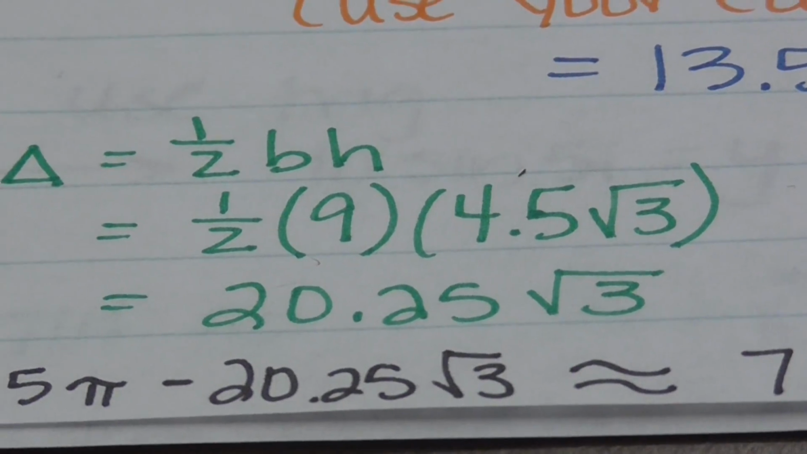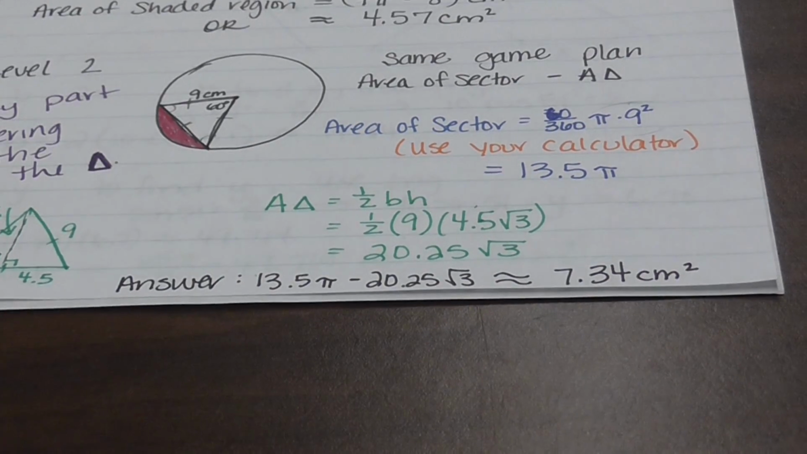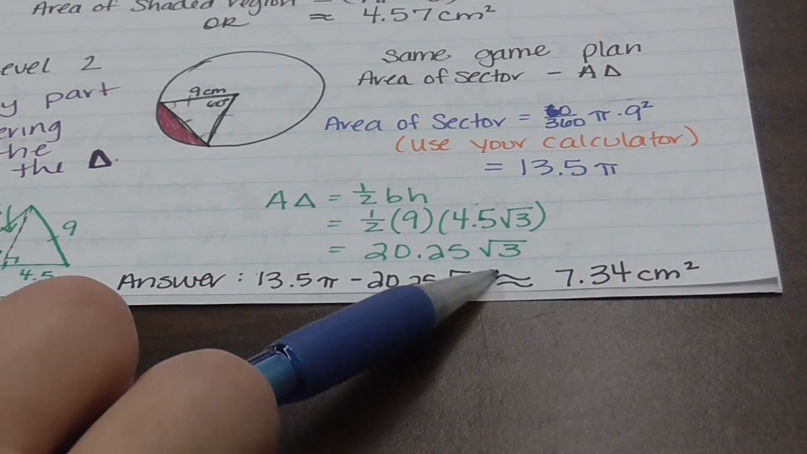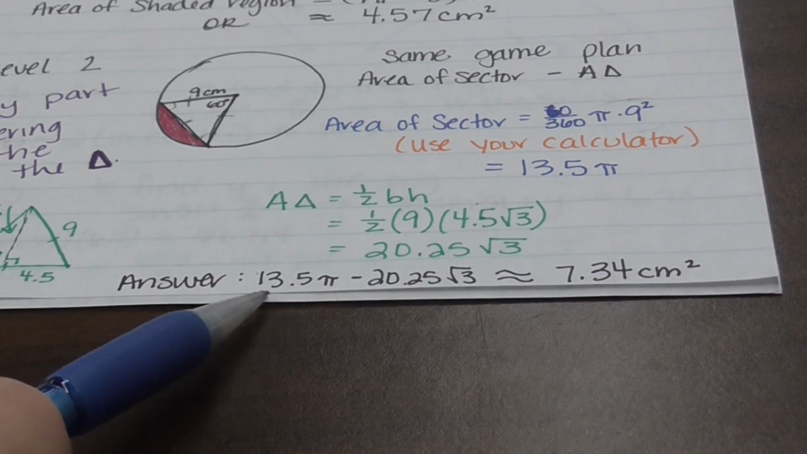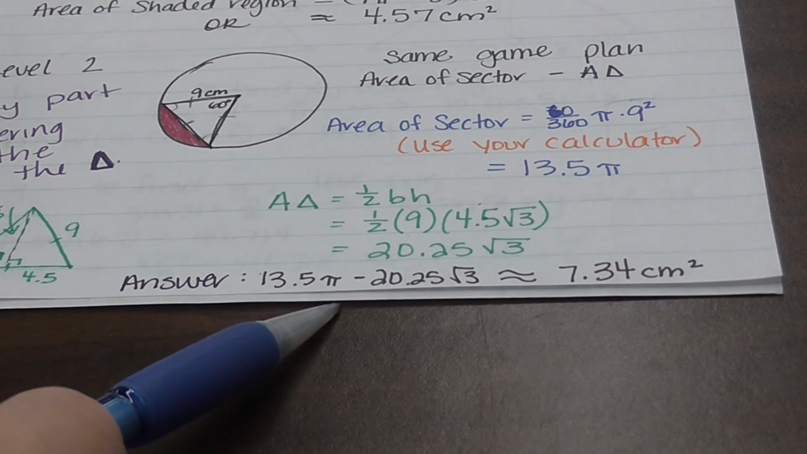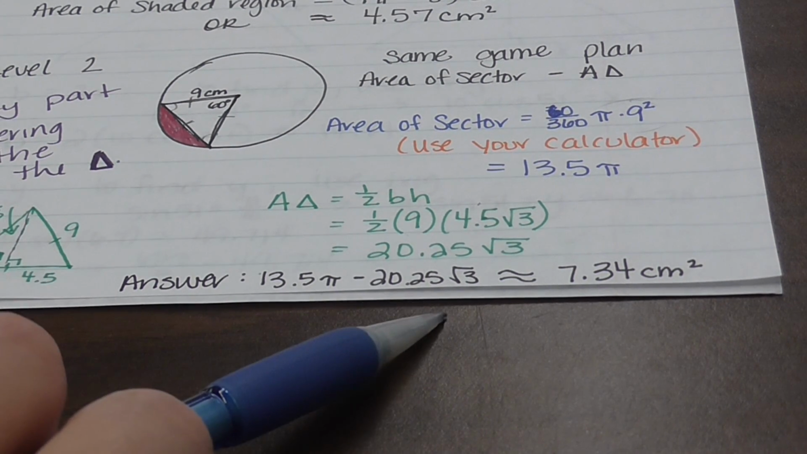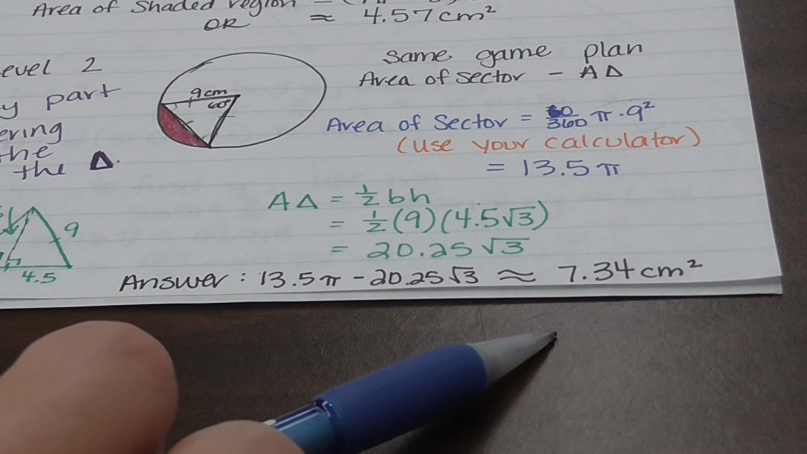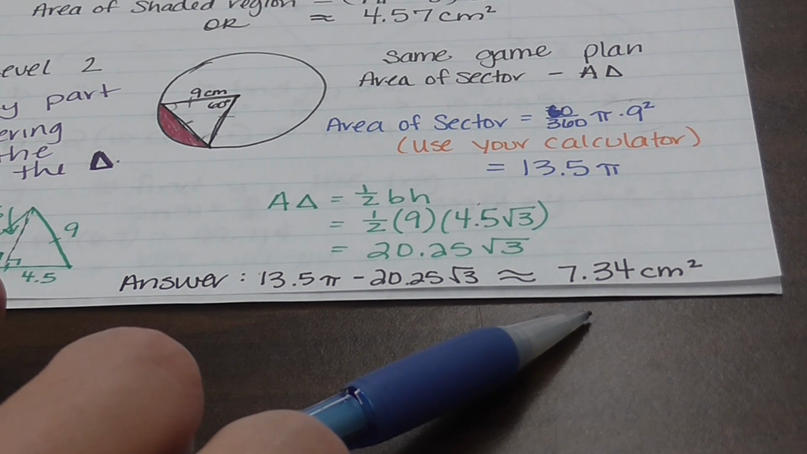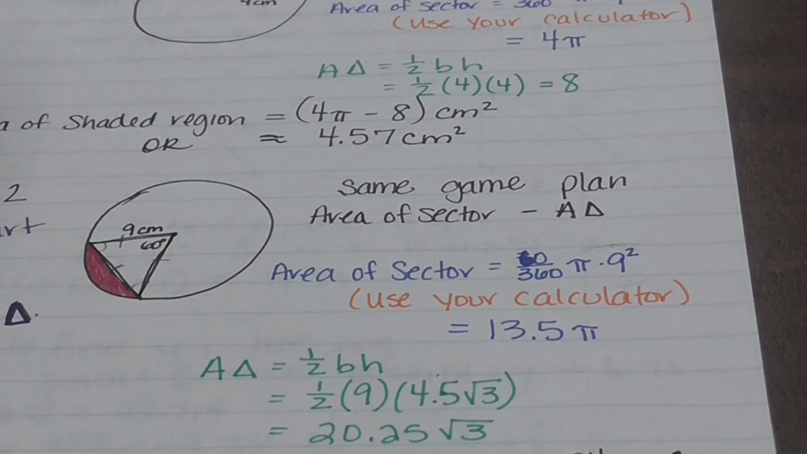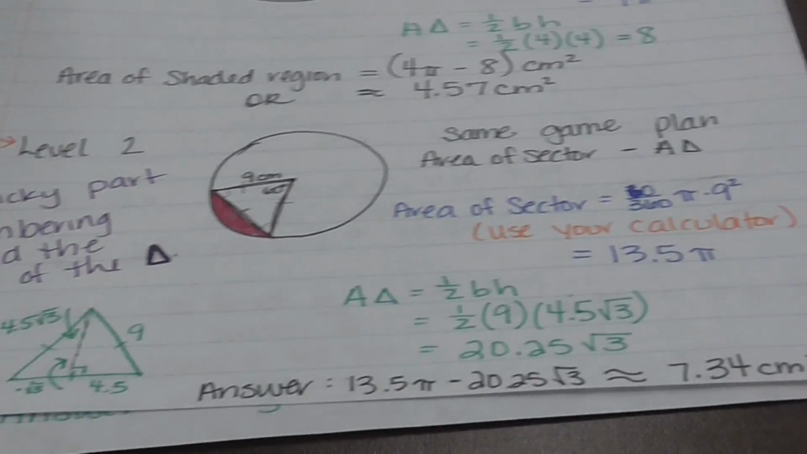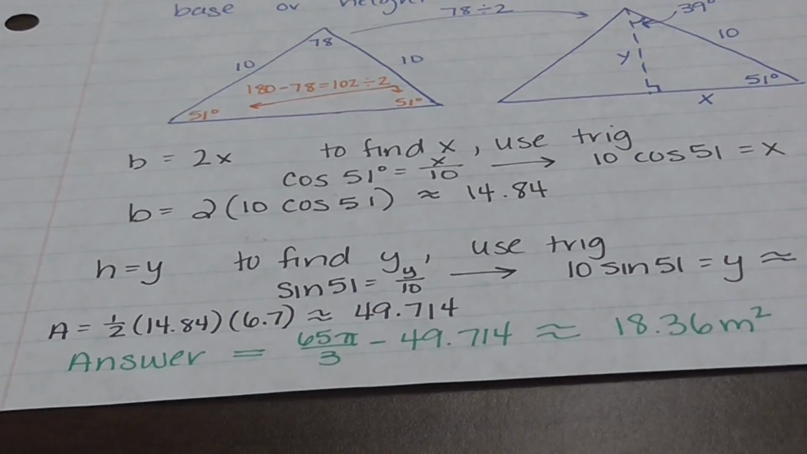So I'm going to multiply that all together, and I get 20.25 square roots of 3. So my answer is 3.5 pi minus 20.25 square roots of 3, which is approximately 7.34 square centimeters. Alright, so those two really aren't terrible, although that wasn't a lot of fun, it wasn't bad.